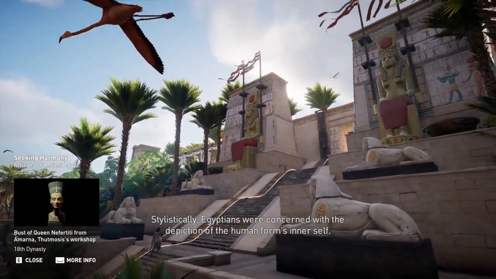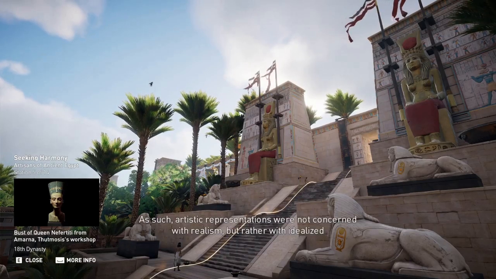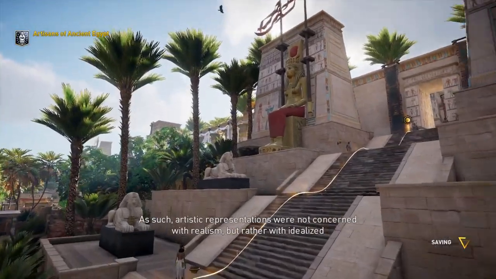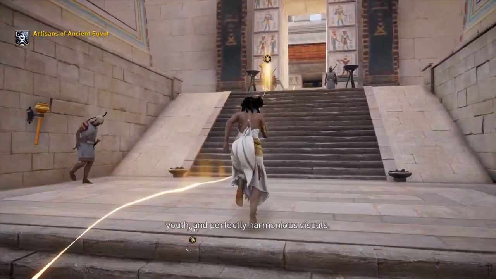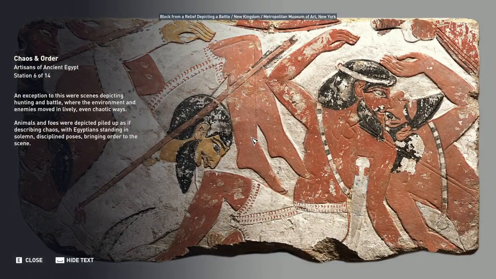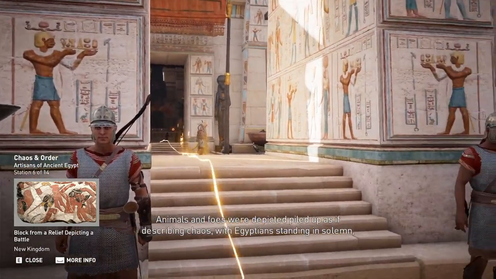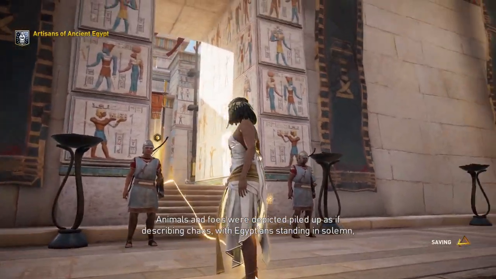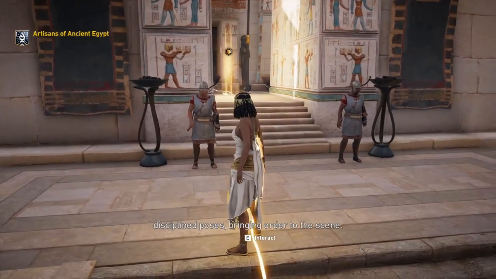Stylistically, Egyptians were concerned with the depiction of the human form's inner self. As such, artistic representations were not concerned with realism, but rather with idealized youth and perfectly harmonious visuals. An exception to this were scenes depicting hunting and battle, where the environment and enemies moved in lively, even chaotic ways. Animals and foes were depicted piled up, as if describing chaos, with Egyptians standing in solemn, disciplined poses, bringing order to the scene.